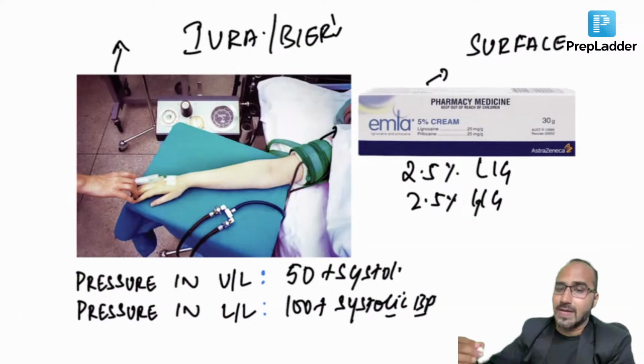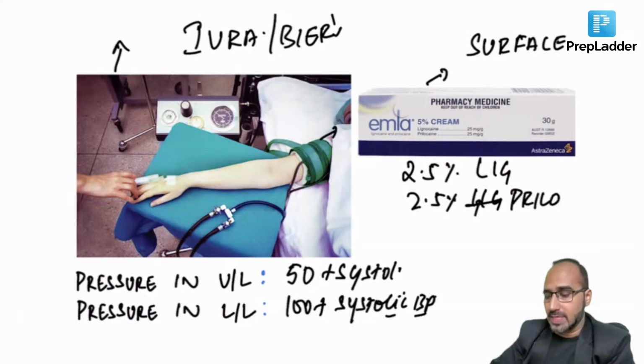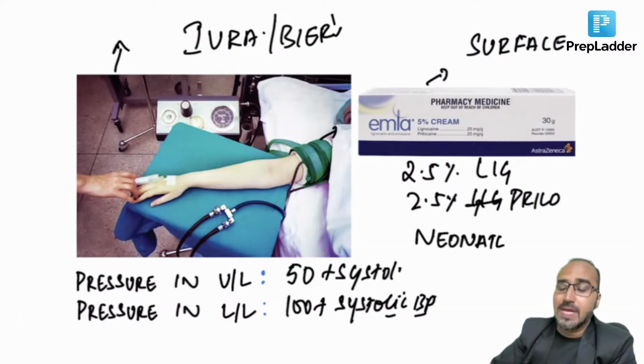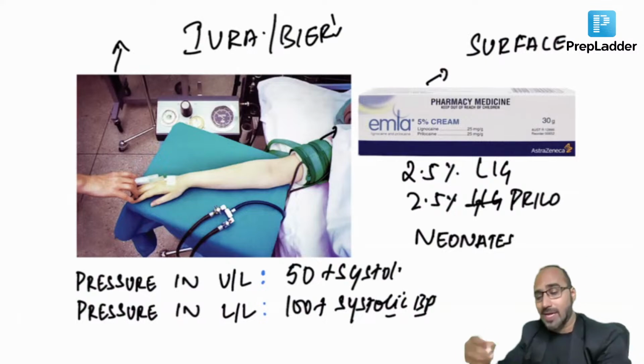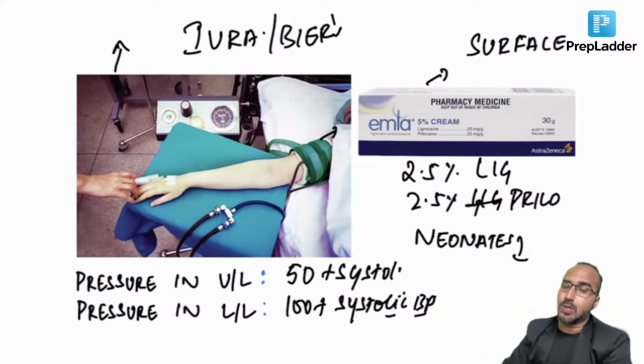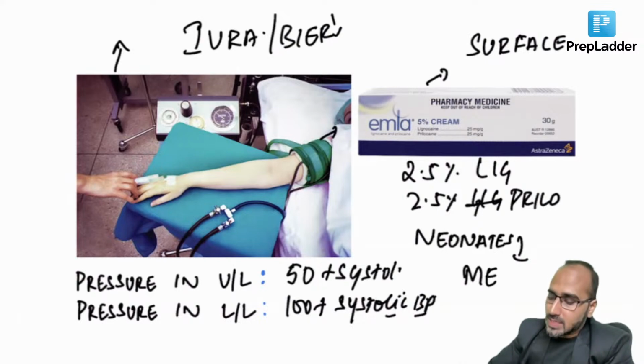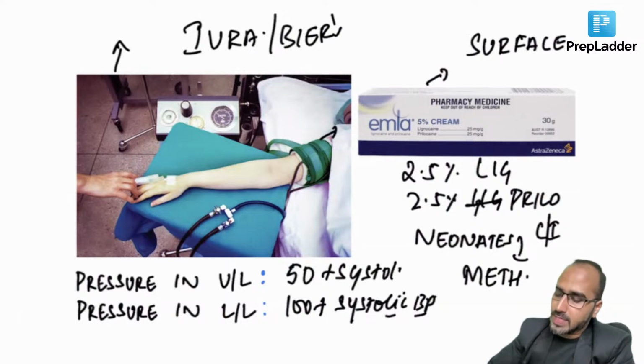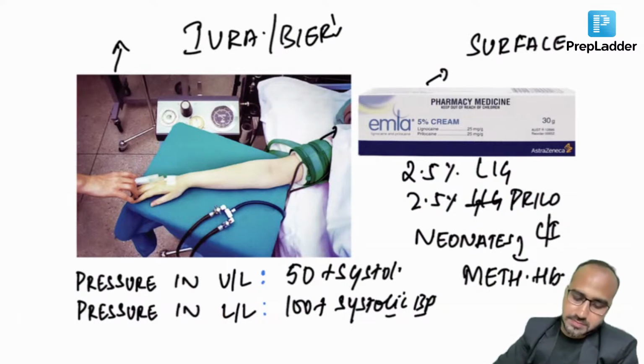Now look over here, guys. When you are applying EMLA, you need to take care of one thing. It should never be applied in neonates. Why, sir? Because if you apply EMLA in neonates, neonatal skin can easily absorb the prilocaine, which can lead to a condition called methemoglobinemia. Hence, EMLA is contraindicated in neonates due to the risk of methemoglobinemia.